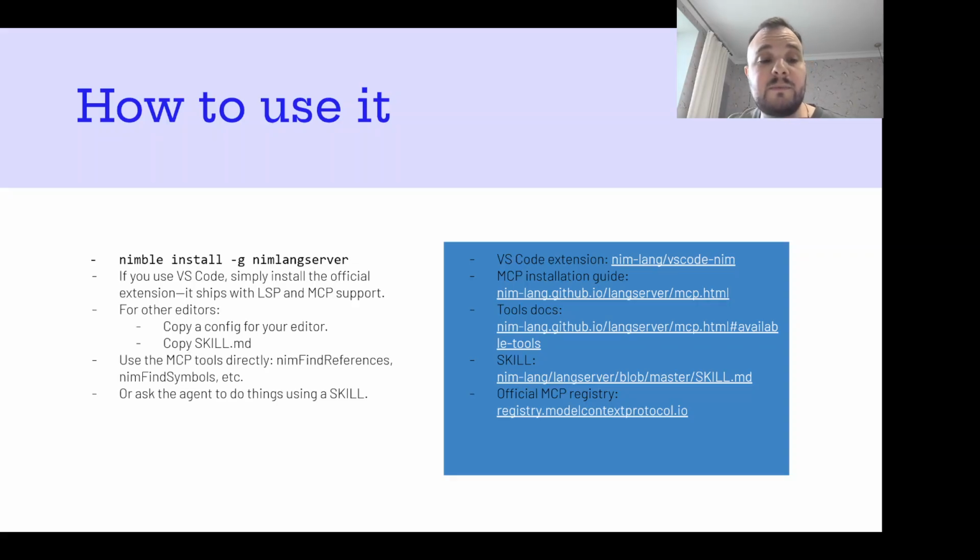Then, when you're interacting with your AI agent, you can either call the tooling directly by their names, or you can ask the agent to do things for you, and it will use this skill.md file as a reference to understand which tools need to be called.